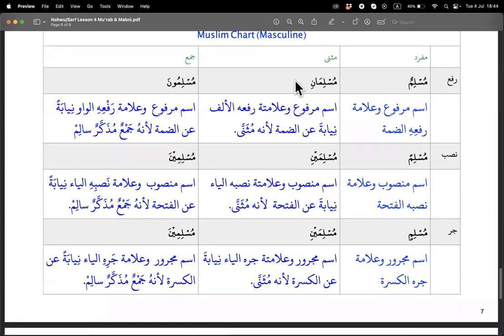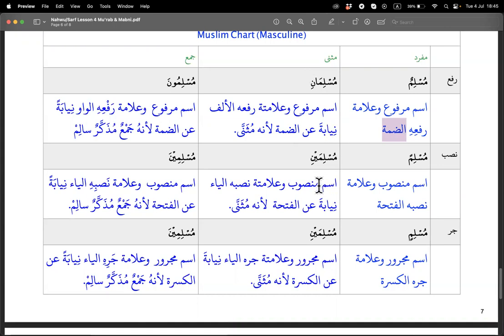Bil alif. The default sign of Rafa is Dhamma, right? So whenever the sign of the status is not Dhamma, then we say niyabatan an. Niyabatan means substituting. Niyabatan an will always be followed by the haraka that we expect for that status. We expect dhamma for rafa, so we say niyabatan anil dhamma. And then we have to say why. Why is it alif? Why doesn't it get the default sign? Because it is a musanna, a dual word. It cannot take a dhamma. Understand? Understood.